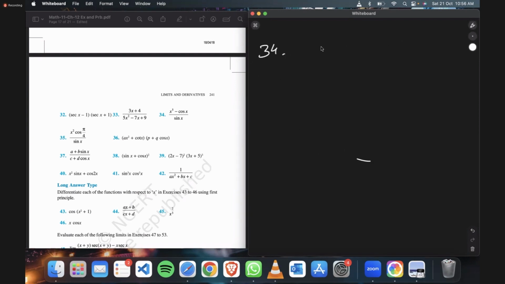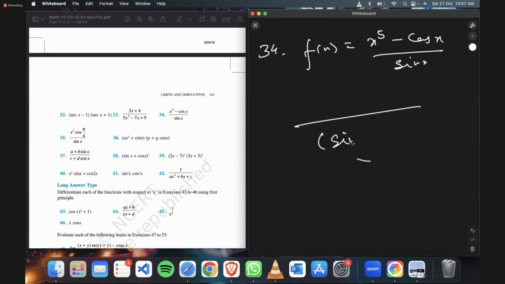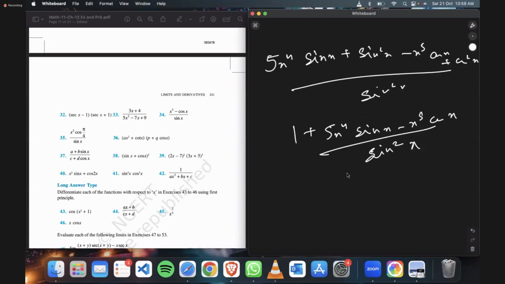Question number 34: function f(x) has been given to me as (x^5 minus cos x) whole divided by sin x. So let's just proceed like that. In the denominator, I'm going to have a square of sin x. In the numerator, the derivative of x^5 minus cos x will give me 5x^4 plus sin x, multiplied by sin x, minus (x^5 minus cos x), and the derivative of sin x is going to give me cos x. All right. Now I'll try to simplify this further. Yeah, this is your final answer.